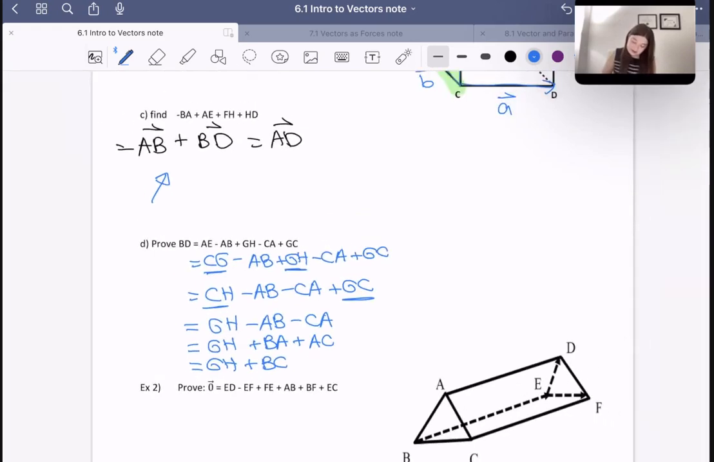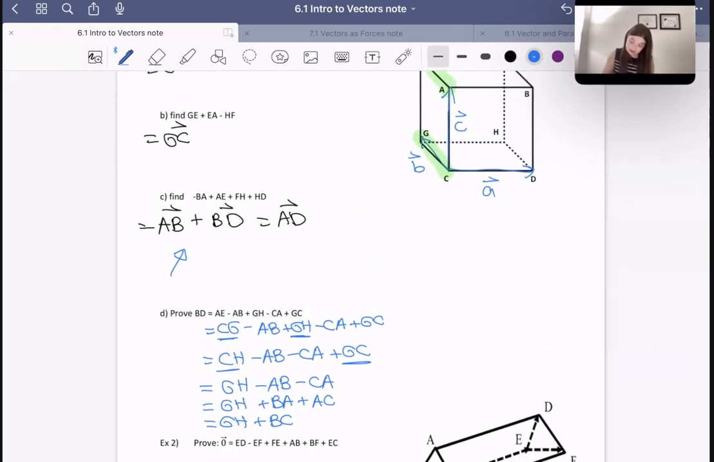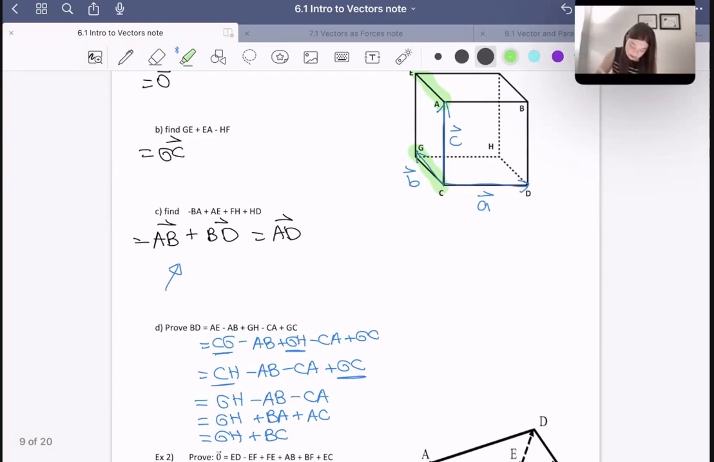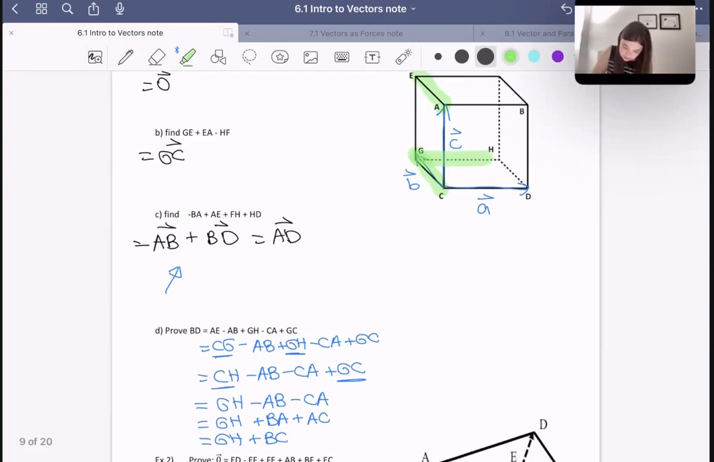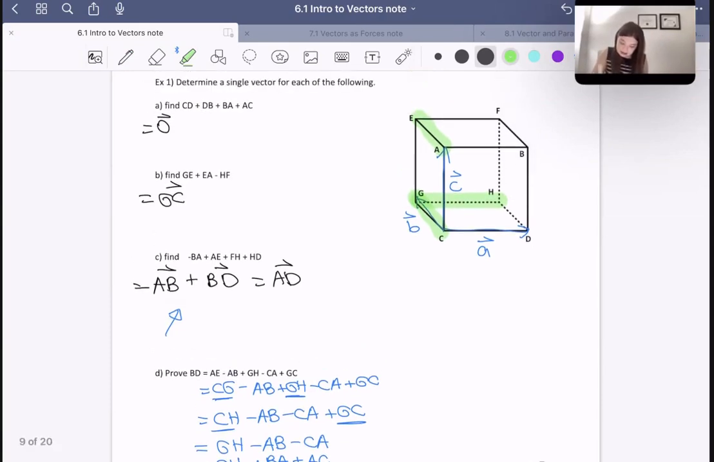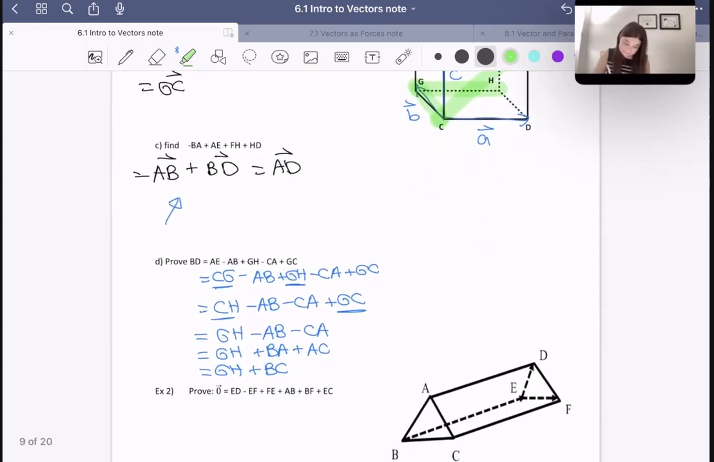Okay, so let's take a look back over here as to what we have. Well, we're going to have GH, which goes over here like that, and then BC, which goes like that. Okay? All right, so what is GH the same as? GH the same as AB, right? So AB plus BC, and that's equal to AC.